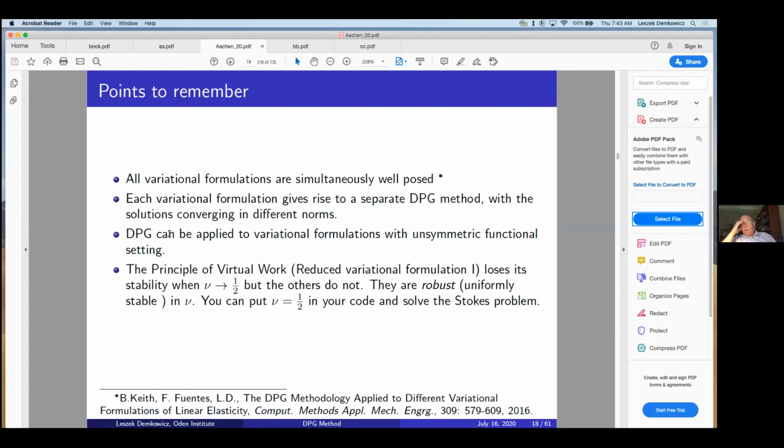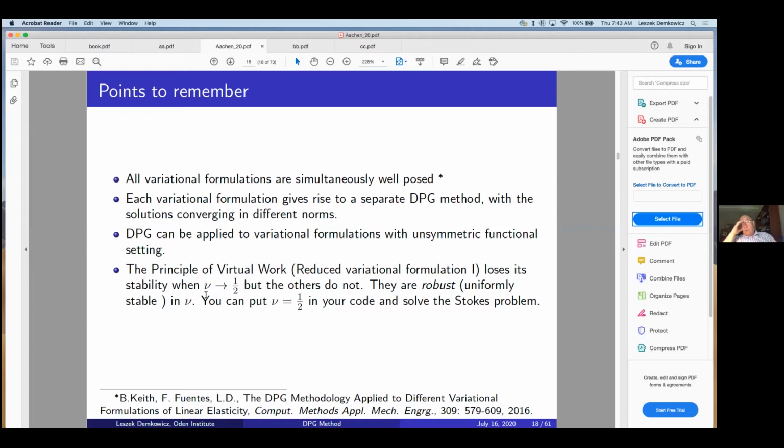And the final comment for those of you that know a little bit more: the principle of virtual work, the classical variational formulation, loses its stability when the Poisson ratio goes to 1/2, or in other words, the Lamé coefficient lambda goes to infinity. The other formulations do not. They're robust, or uniformly stable in nu. In fact, you can put nu equal 1/2 into your code and you are solving the Stokes problem.